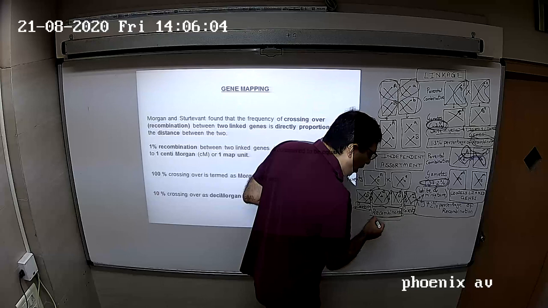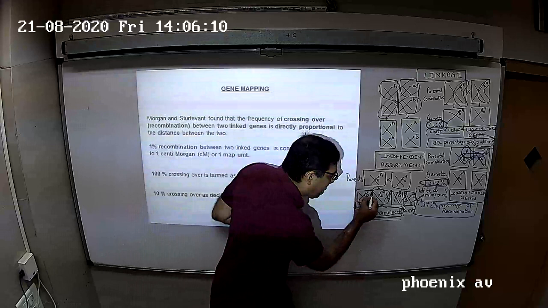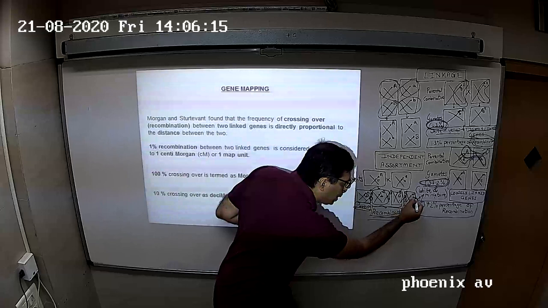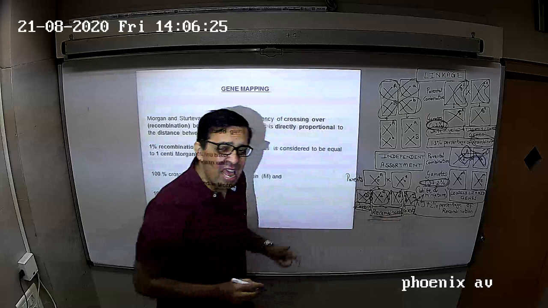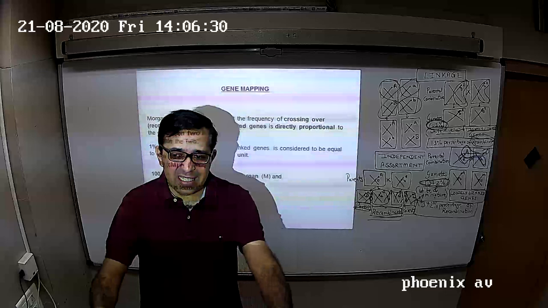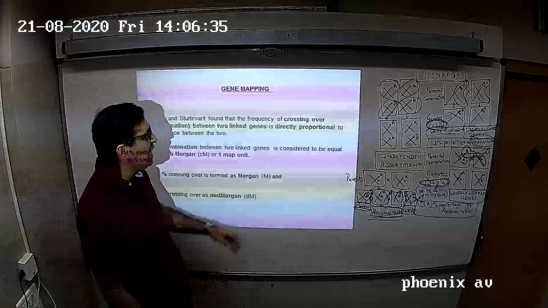So capital A, capital B is parent. Small a, small b is parent. And capital A, small b is recombinant. Small a, capital B is called recombinant. So these are the possible types of recombinant and parents. So now that we have understood this, we go into gene mapping.